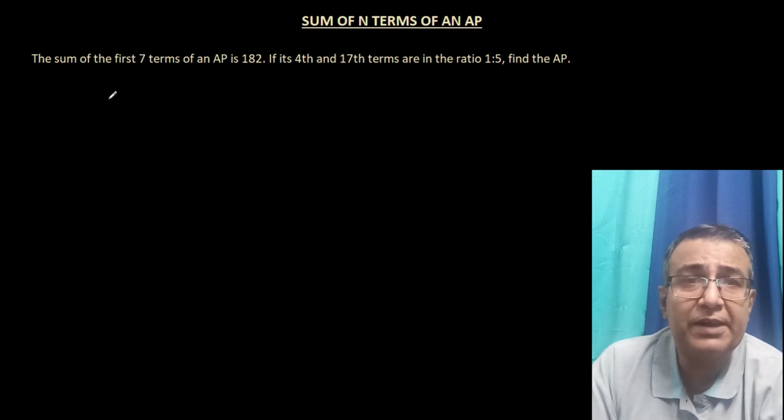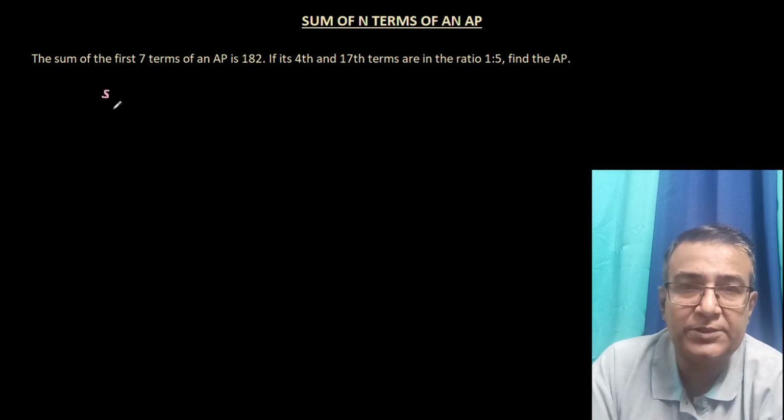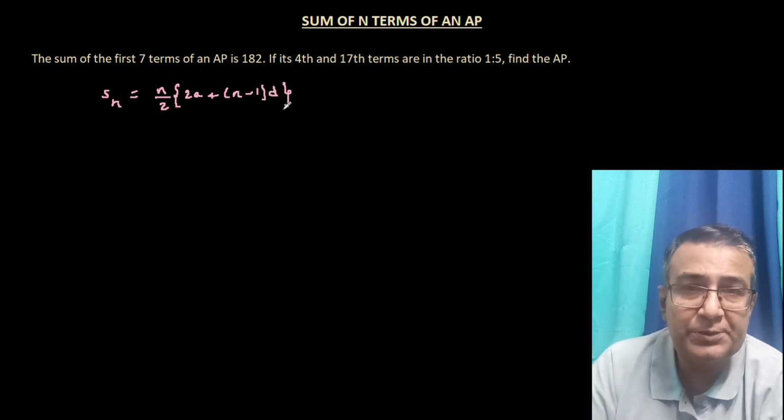Okay, so now since we have to find the sum of the first 7 terms, let's start by writing the formula for the sum of n terms, where S_n is equal to n/2 times (2a + (n minus 1) times d). We know that the sum of the first 7 terms is 182, which means n should be equal to 7 and S_n should be equal to 182.